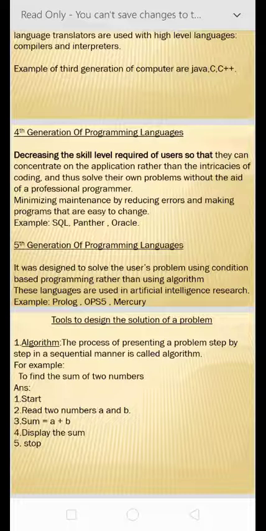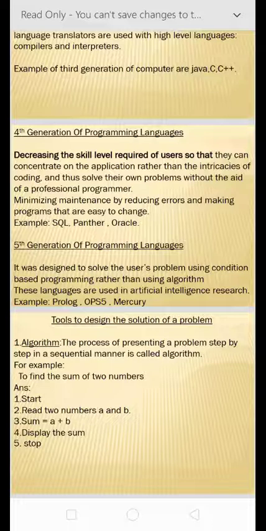Now, after this, we will discuss the different tools which are used to solve a problem. Now, there are different types of tools which we can use to solve a problem. The first one is algorithm. Now, what is an algorithm? An algorithm is the process by which we can solve a problem step by step in an order.